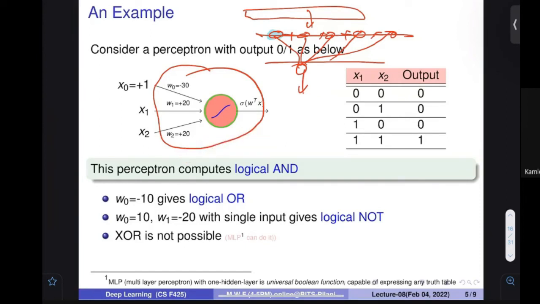Makes sense? When you combine them as layers, the multi-layer perceptrons are going to be very powerful. However, XOR is still not possible with a single perceptron. You can make 2 layers and then it would be possible.